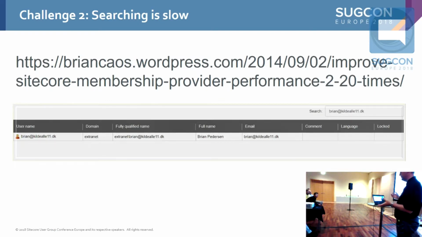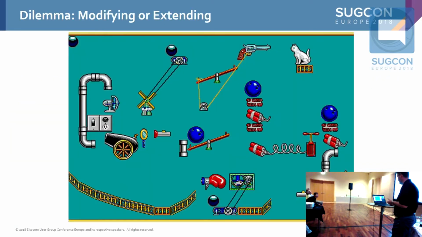But for the next project, I need to write some code. And here we have the classic Sitecore challenge. Sitecore allows you to do anything you like. So should I modify Sitecore or should I extend Sitecore? Modifying would mean that I would replace or inherit from the implementation of the Sitecore membership provider.